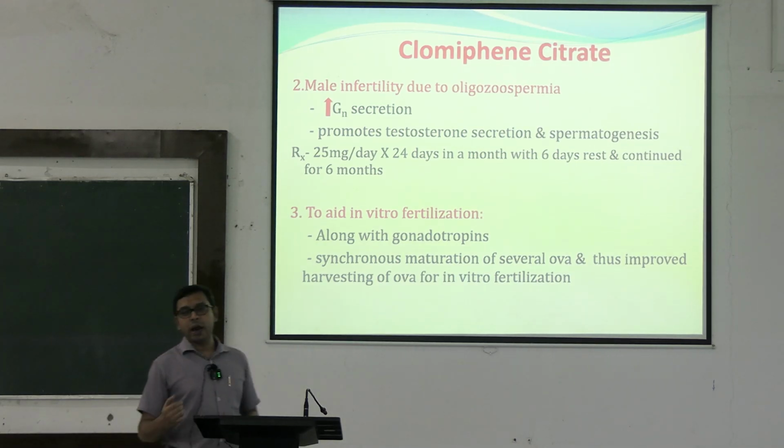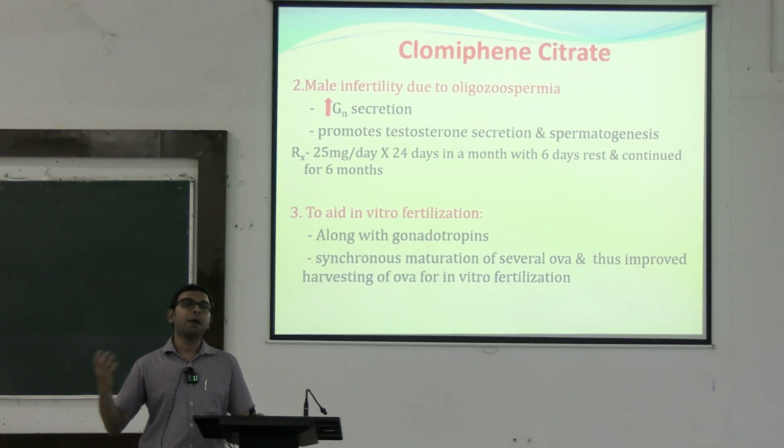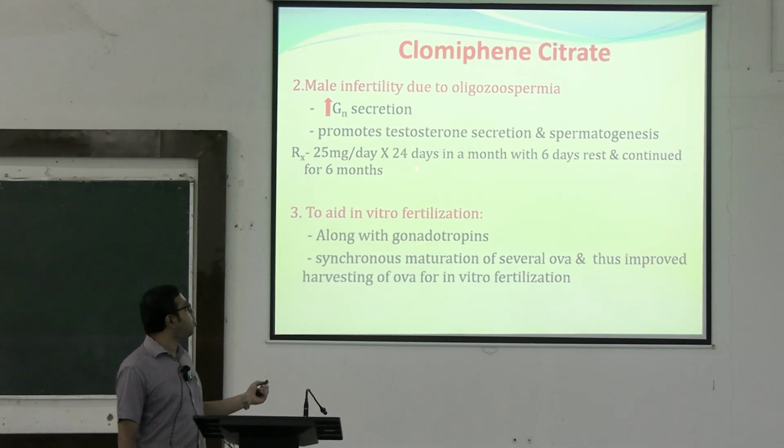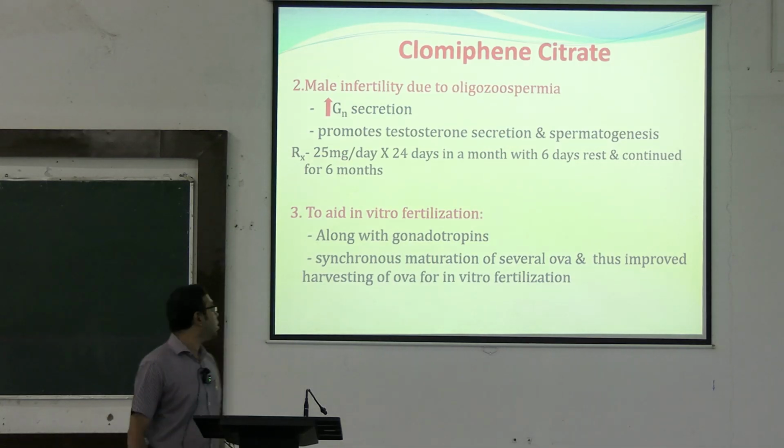Usually the dose needed in male infertility is lesser in comparison to female infertility. So 25 milligram per day for 24 days in a month is given, with 6 days of rest, and it is also continued for multiple months, usually for 6 months.